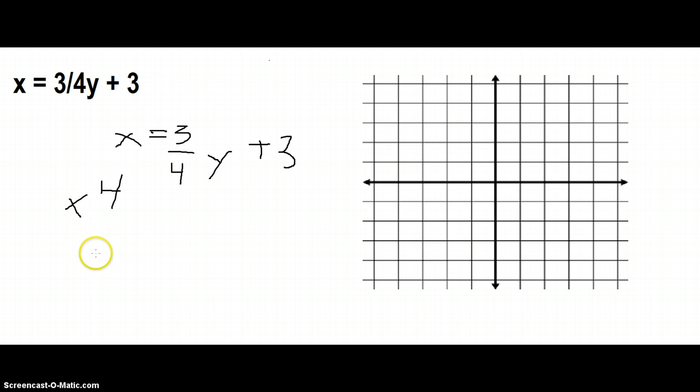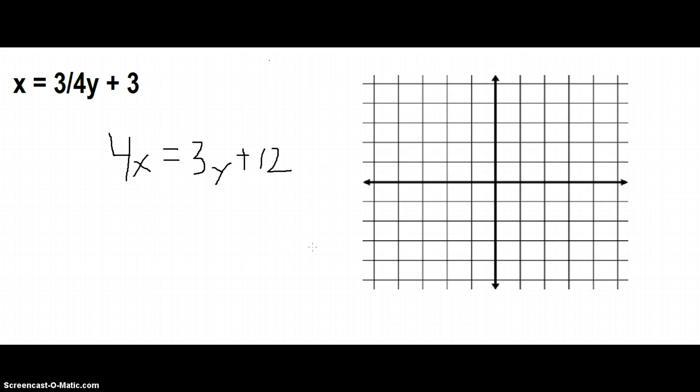So it's going to be 4x equals 3y plus 12. We're not even close to done, because we still have to put it in standard form. We have our ax, by, and c, and they're all integers, so that's a good start. Alright, we now have all our integers.